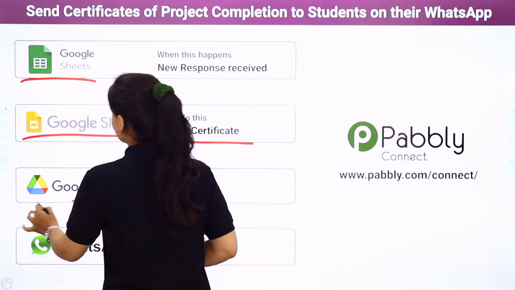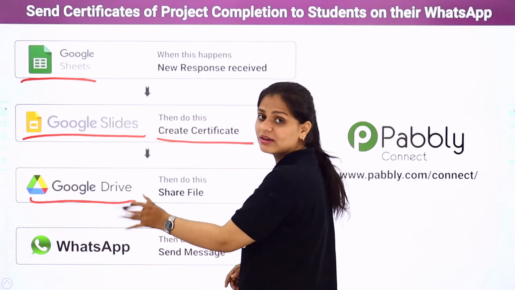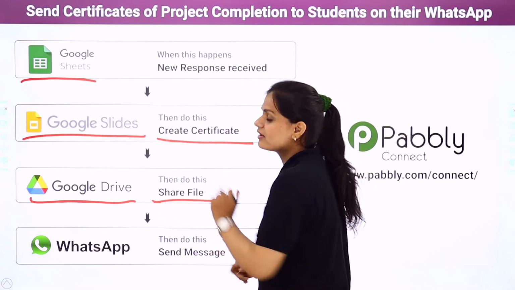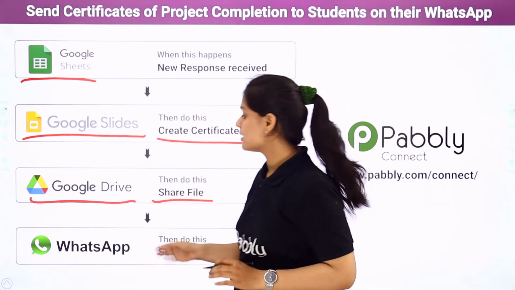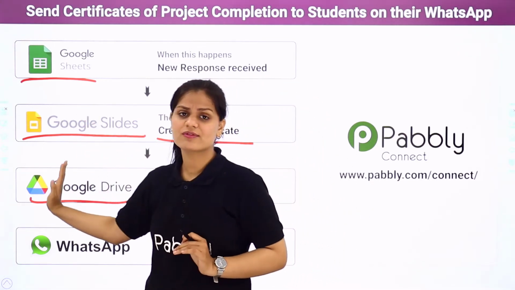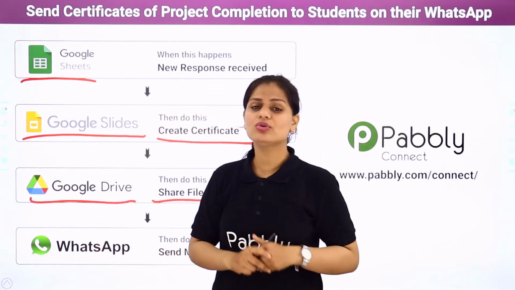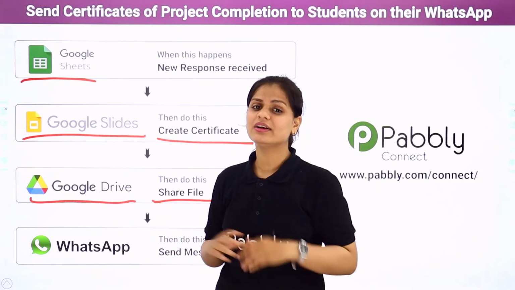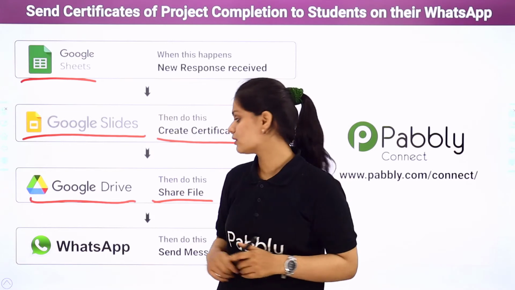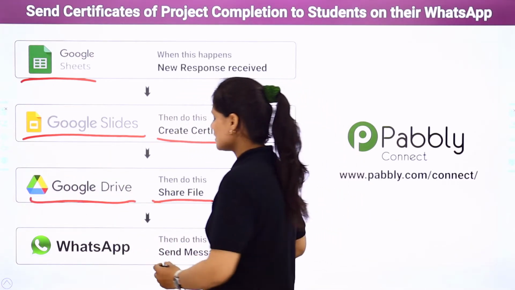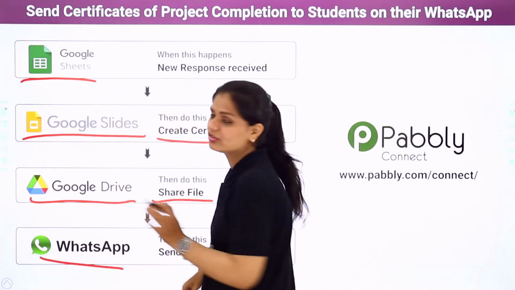Then I am using Google Drive. So you know Google Drive is a cloud-based storage software. So here I am using Google Drive to share the file. Why? Because once the certificate is going to get created, it will get saved into Google Drive automatically. So you know only you have the access of Google Drive. If you want to send it to other person, you need to create the link. So to create the shareable file, I'm using Google Drive. Then I'm using WhatsApp to send the messages to my students.